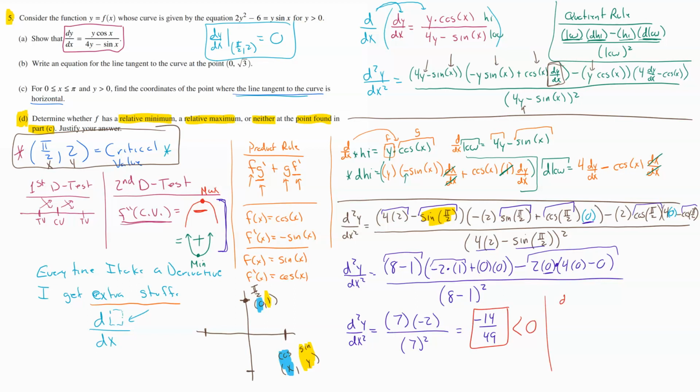So our conclusion here is d2y, our second derivative, evaluated at our critical value of pi over 2 comma 2, is going to equal negative 14 over 49. That tells us that this is concave down, and the only place we could have a critical value in a concave down section is if we are looking at a max. So our final conclusion is that pi over 2 comma 2 would end up being a relative max. So a lot going on here, a lot of notation to keep track of. You just got to slowly and methodically make your way through it, and you'll get to that final answer.